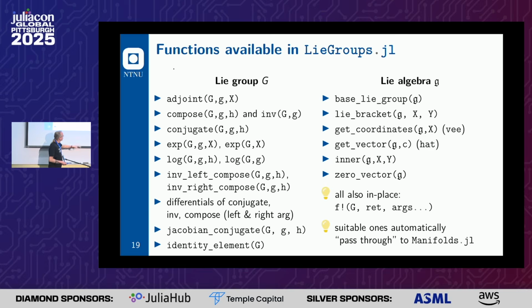Okay, and all of those also work in place, where you would provide the return value as second argument, and then you might spare some allocations again to be more efficient. And quite a few functions are just passed through to the manifold.